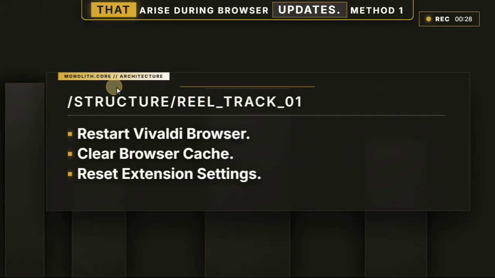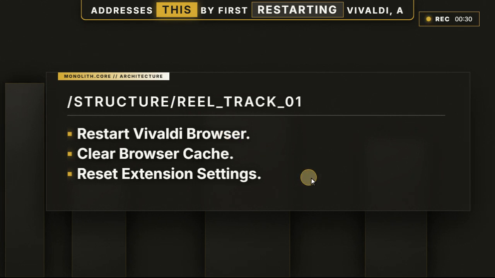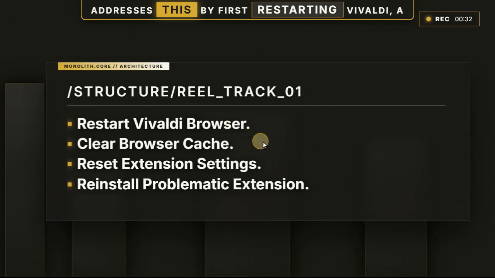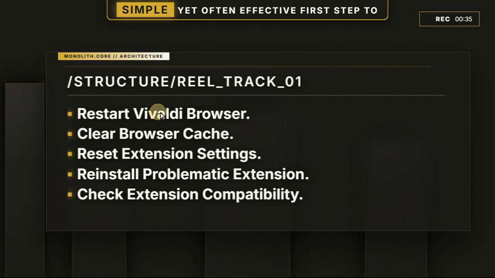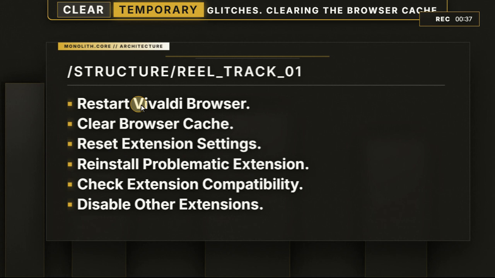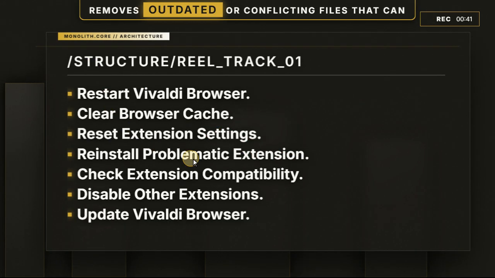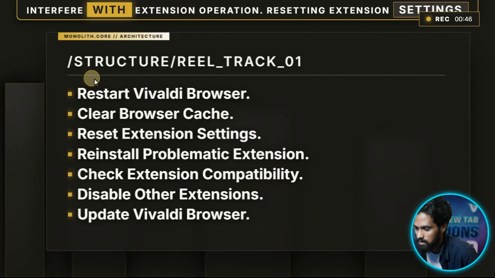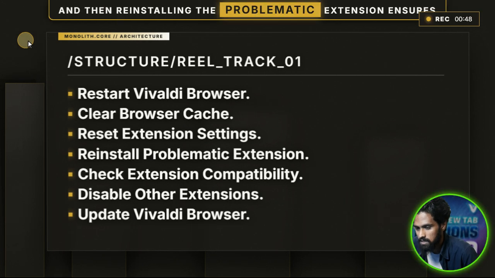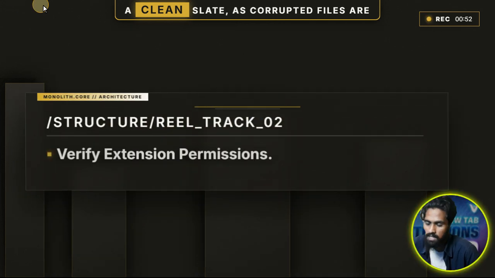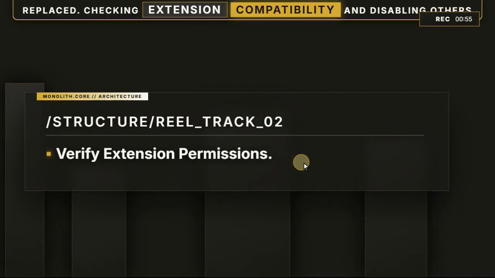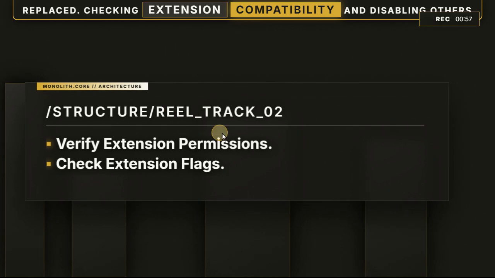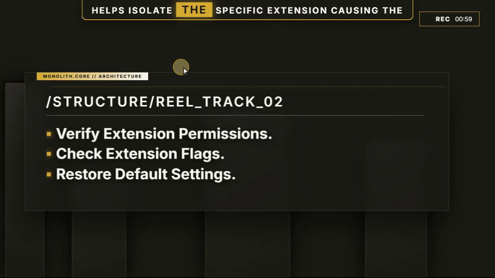Method 1 addresses this by first restarting Vivaldi, a simple yet often effective first step to clear temporary glitches. Clearing the browser cache removes outdated or conflicting files that can interfere with extension operation. Resetting extension settings and then reinstalling the problematic extension ensures a clean slate, as corrupted files are replaced. Checking extension compatibility and disabling others helps isolate the specific extension causing the conflict.